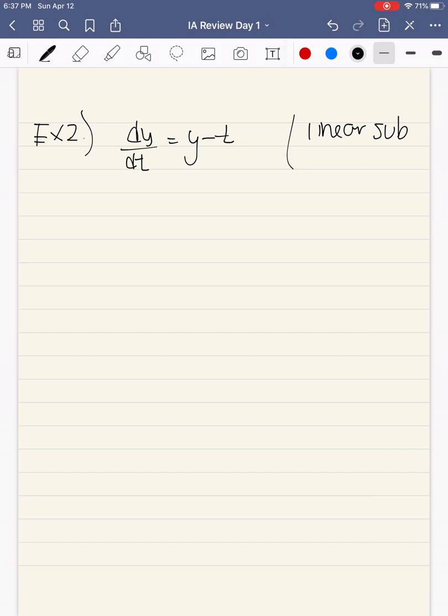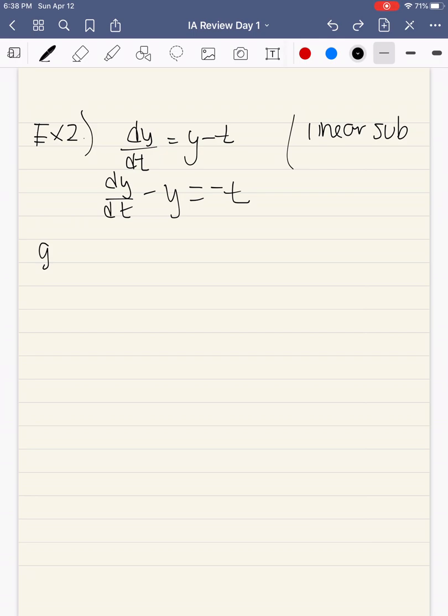Integrating factors, well, this isn't necessarily in the integrating factor form, the normal form, but I could get it into normal form where I would have dy/dt minus y is equal to negative t, where my g of t would be negative 1, and my f would be negative t. So we could do that here.